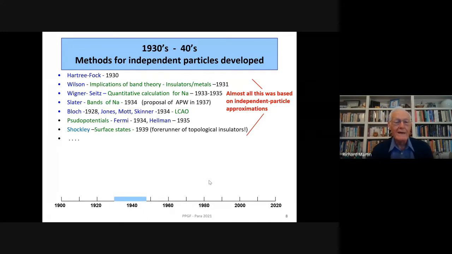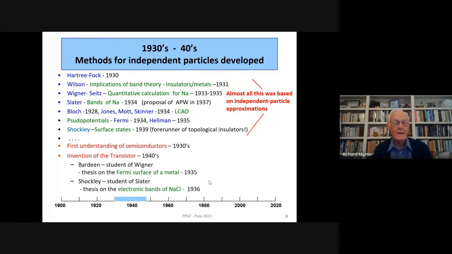Well, our field really has had a big effect. The first understanding of the semiconductors was the 30s. And then in the 40s, there was the actual practical development of the transistor. Of the three people who got the Nobel Prize for inventing the transistor, two were directly from our field. Bardeen was a student of Wigner, and he did his thesis on the Fermi surface of a metal in 1935. Shockley was a student of Slater, and he did his thesis on the electronic band structure of sodium chloride in 1936. So we have a challenge to live up to ourselves.